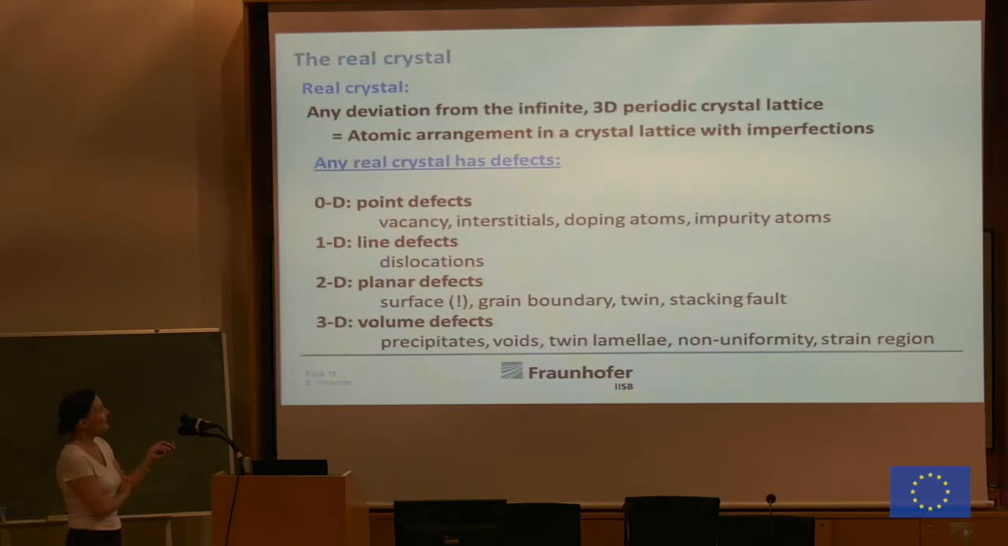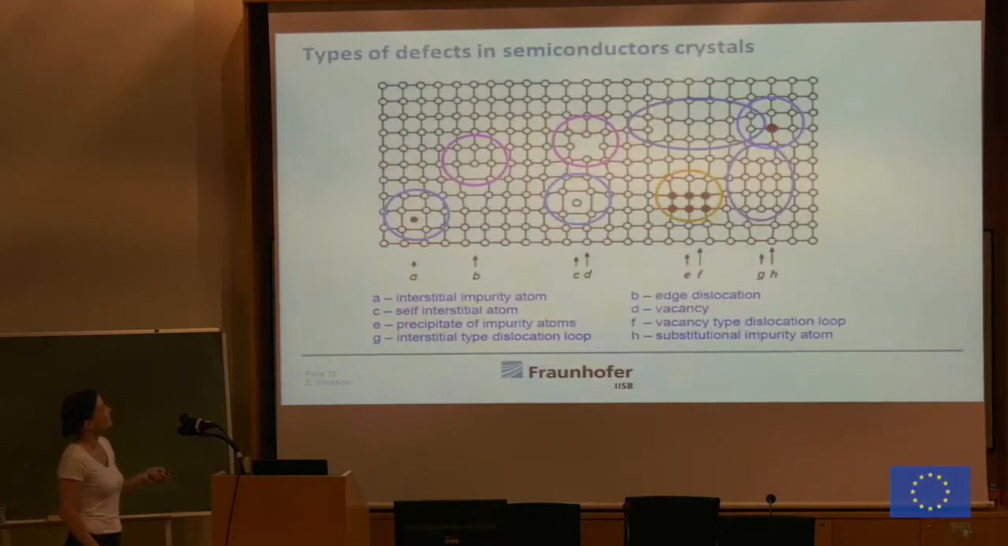So we have line defects like dislocations. We have planar defects, which could be extra surfaces, it could be stacking faults, it could be grain boundaries, which form twins, and so on. And we have volume defects, which may be some precipitates, or in the case of silicon carbide, it's like poly inclusions with a different polytype and so on. Anything that is non-uniform and which expands in all dimensions.